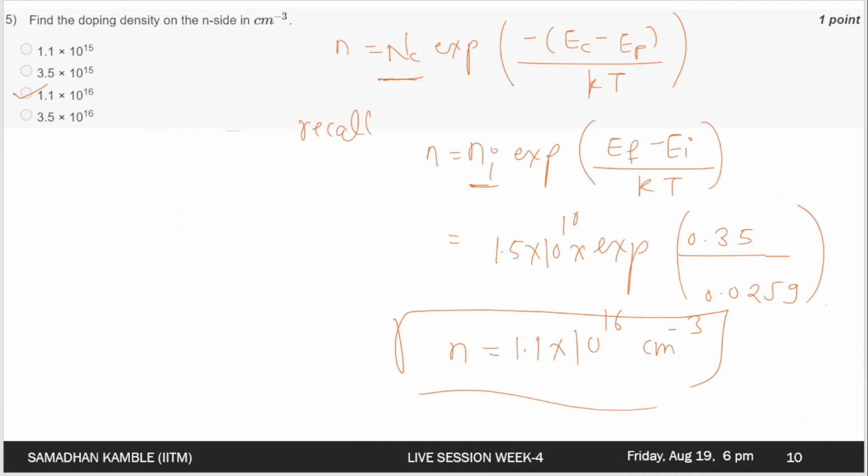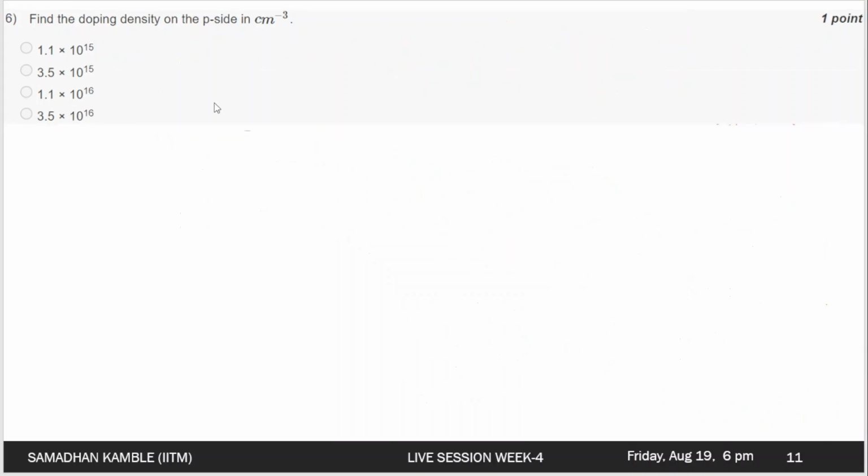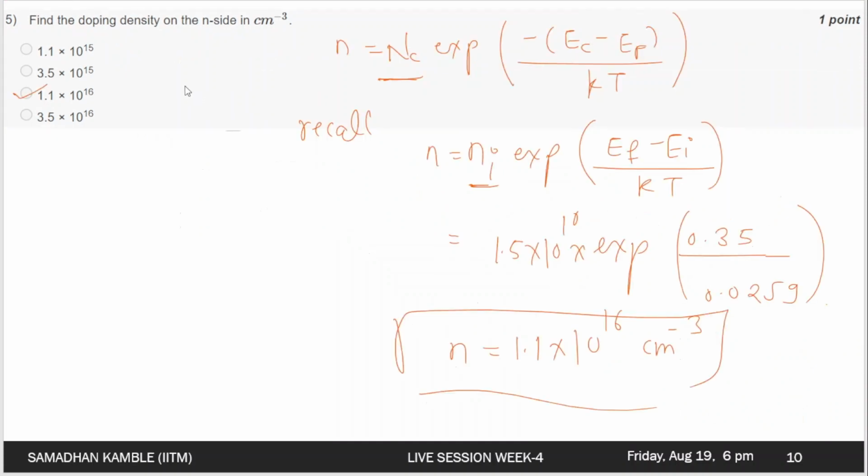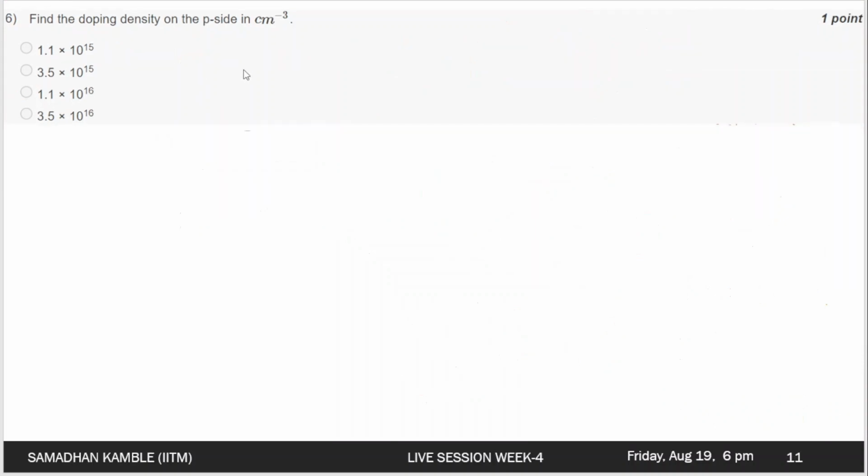Okay, so let us go to problem number 6, which is also based on the common data. Find the doping density on the p side in centimeter cube. Here we found the doping density in the n side. Now we need to find it on the p side. For the p side also, we can use a similar formula, that is p is equal to ni times exponential of (EFI minus EF) over kT.